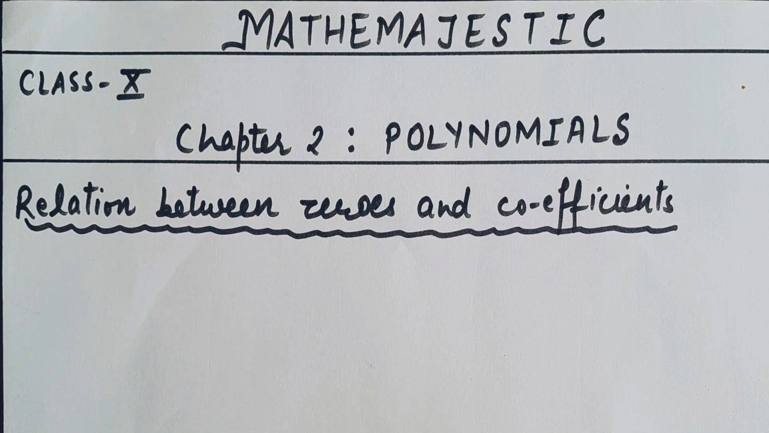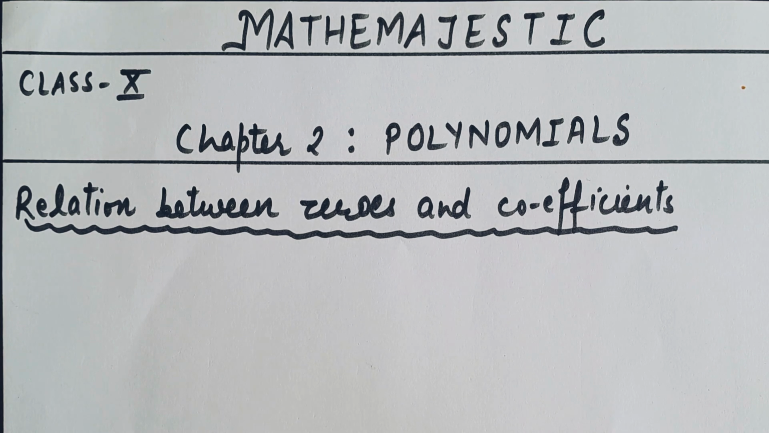In the previous video we have done the definition of polynomial, classification of polynomials and zeros of a polynomial, and the geometrical interpretation of the video also we have done. So if you have not checked out those videos, please go and watch those videos first. Now we will do the topic relation between zeros and coefficients.